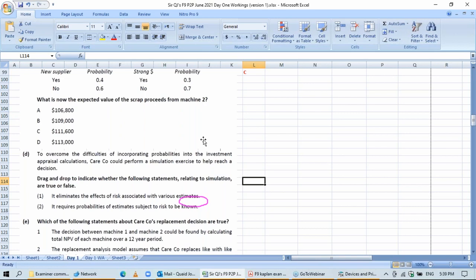Then next, it requires probability of estimate subject to risk to be known. Yes, without using probability, you cannot calculate the expected NPV. Simulation can give you an expected NPV. So simulation will be a working that will give you expected NPV when various variables change. So the second part is correct. Yes, probabilities will be involved in calculating the expected NPV in the simulation technique. So the second one is correct. Only the second statement is correct.